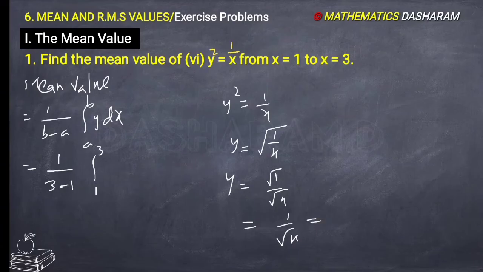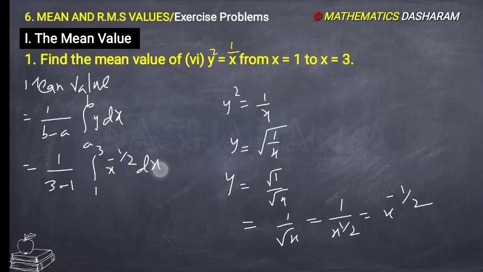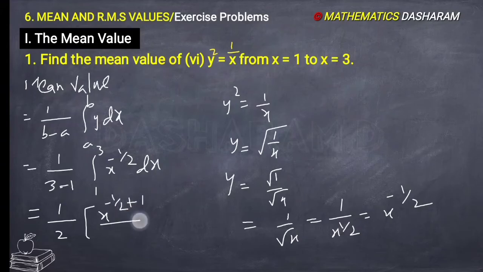So 1 by root x can be written as 1 by x to the power of 1 by 2, and that is x to the power of minus 1 by 2. So here x to the power of minus 1 by 2 dx. So 1 by 3 minus 1 is 2, and here the integration of x to the power of minus 1 by 2 is x to the power of minus 1 by 2 plus 1 by minus 1 by 2 plus 1.